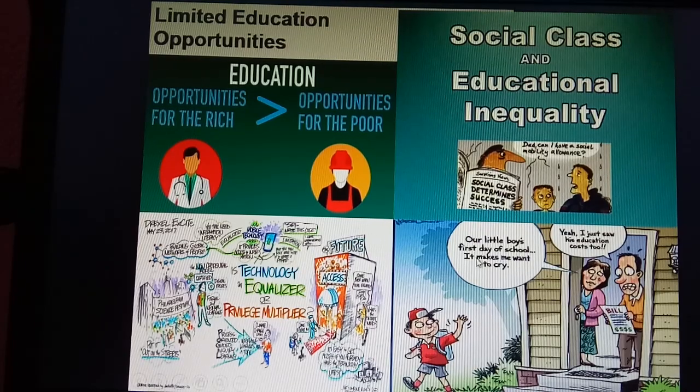Our little boy, first day of school, it makes me want to cry. I just saw his education cost too. Citing the US, students go to college but take loans from the government. For those who will not go to college or university, mostly men, there are two options: they become YouTubers and earn millions of dollars from their subscribers, or they enter the military. How about the Philippines?